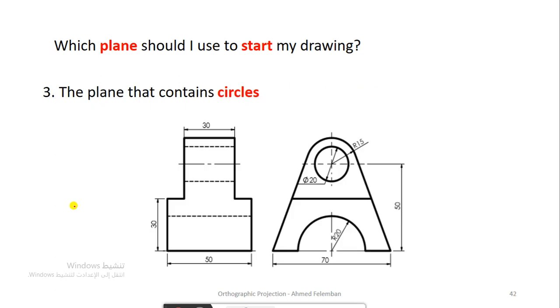Rule number 3: choose the plane that contains circles. If one view has a circle or curve and the other side doesn't, I would choose the plane that contains circles or half-circles. So I will choose the front in this case, and start my drawing from the front in this example.